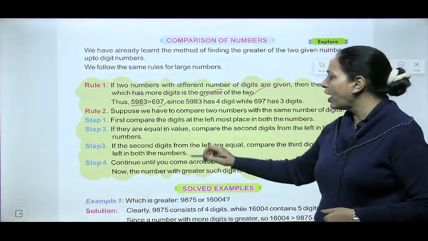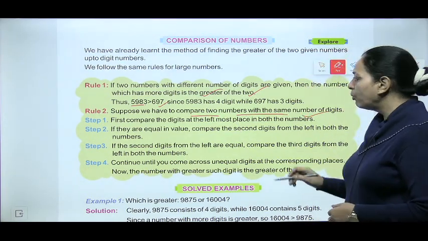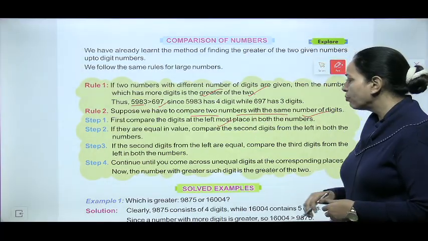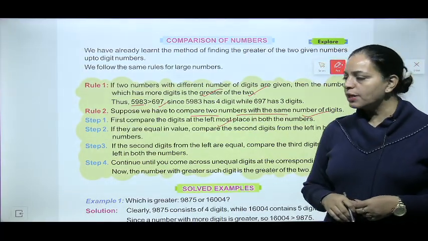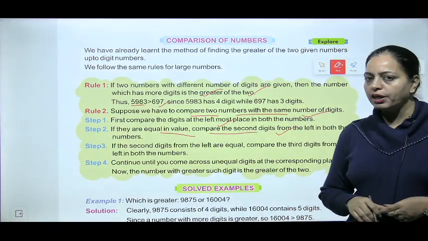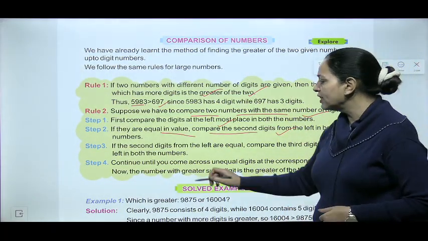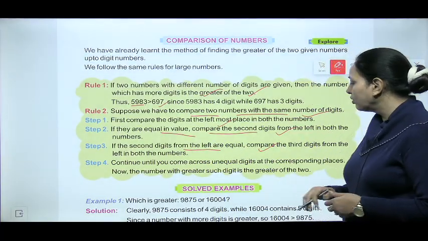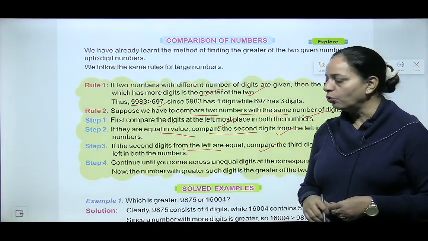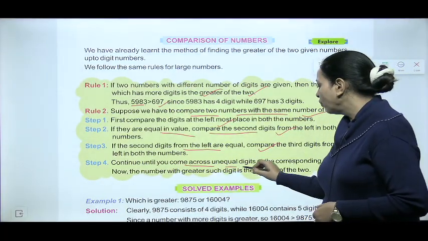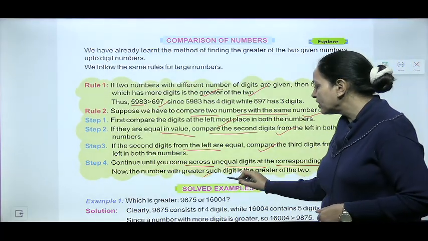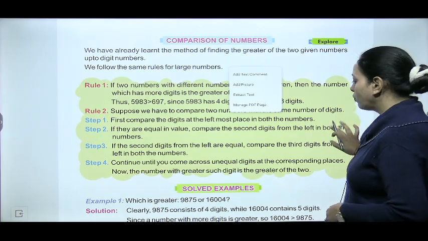Now rule 2, suppose we have to compare two numbers with the same number of digits. Step 1, first compare the digit at the leftmost place in both the numbers. Step 2, if they are equal in value, compare the second digit from the left in both the numbers. Step 3, if the second digits from the left are equal, then compare the third digit from the left in both the numbers. And step 4, continue until you come across unequal digits at the corresponding places. The number with the greater such digit is the greater of the two.